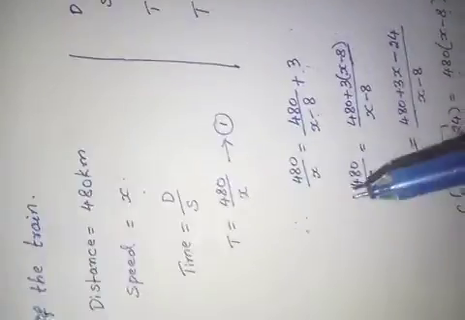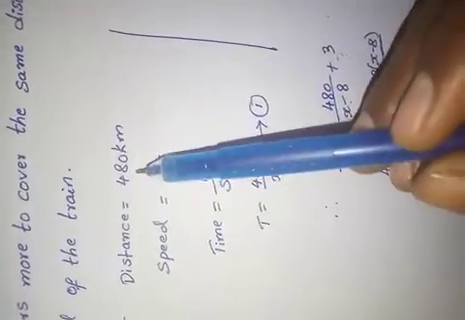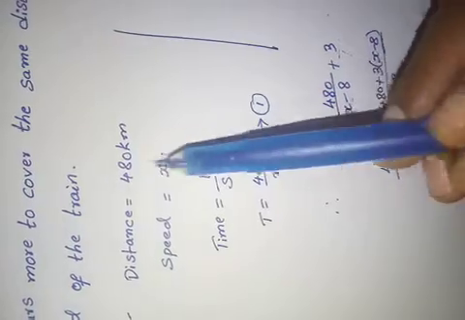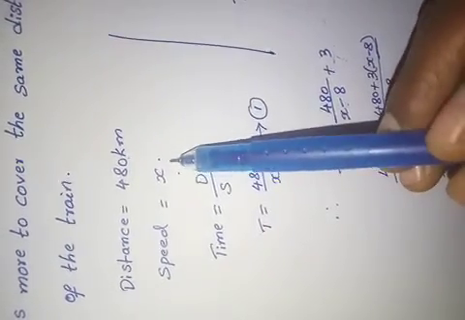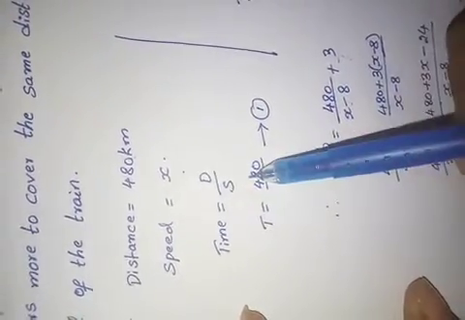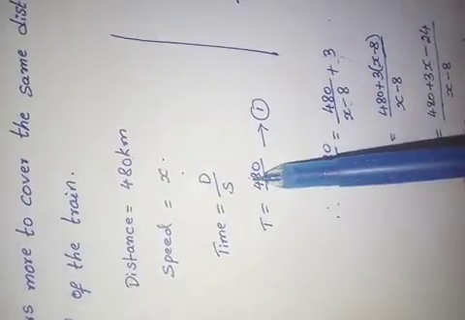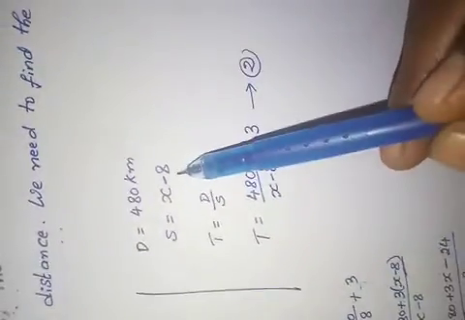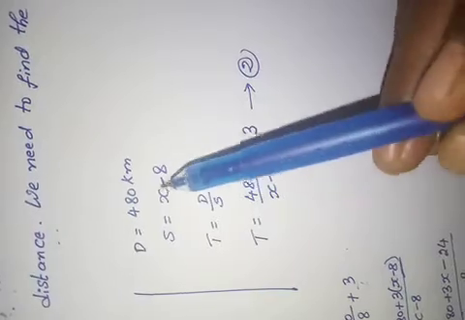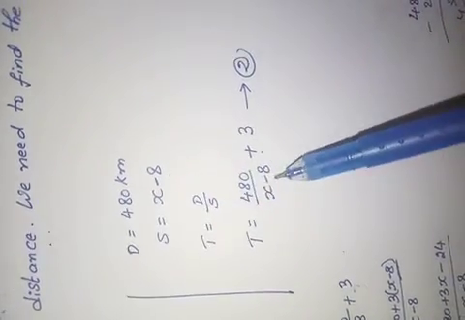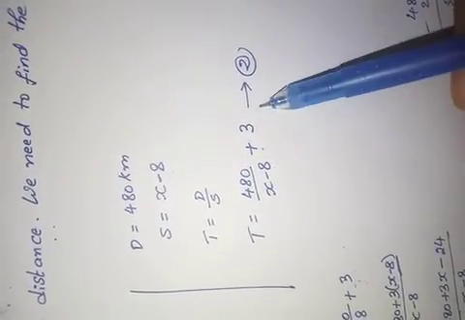That's all. Problem is completed. Easy problem, no? See here what I have taken. They have given distance as 480 kilometers. Speed we don't know, I have taken it as x. So time equals distance by speed, 480 by x. That is one equation. Now the speed has been reduced by 8 kilometers per hour, so 480 by x minus 8. But the time taken is 3 hours more, so adding 3 hours. These are both time equations, no? By equating it, just solved it.